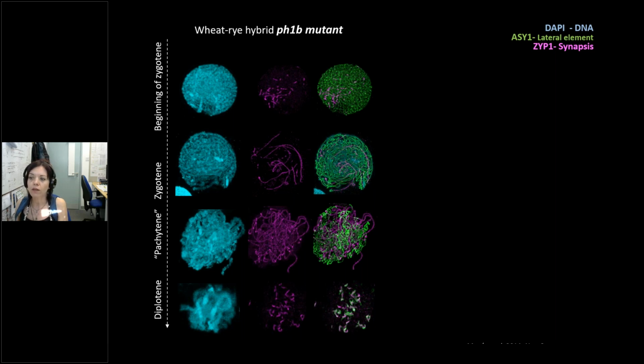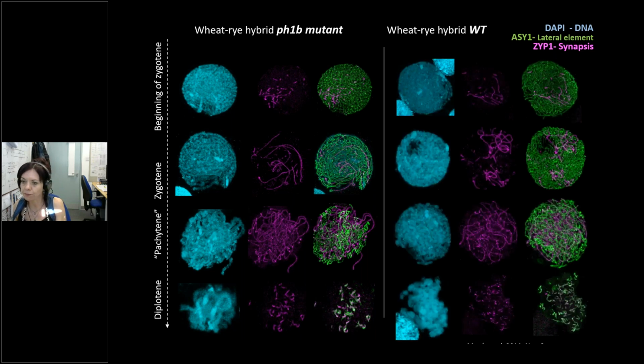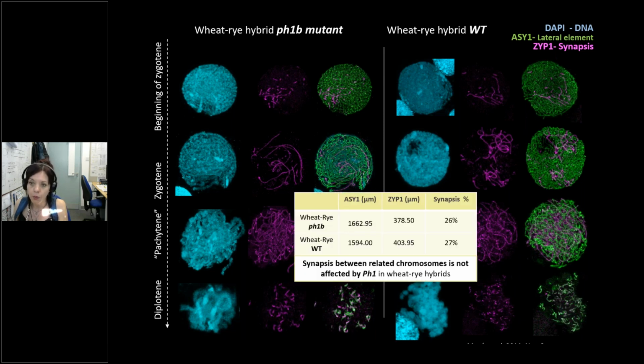And I'll show you now the hybrids in the presence of Ph1, where the assumption was that related chromosomes were not allowed to synapse and there shouldn't be any ZIP1 labeling in magenta. However, as you can see, it looks just exactly the same. We also calculated the percentage of synapsis, and it wasn't significantly different whether Ph1 was present or not. So this was a surprise, because contrary to what was always suggested, synapsis between related chromosomes is not prevented or even reduced in the hybrids by the presence of Ph1.